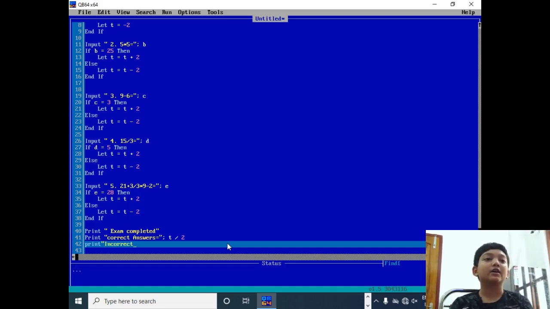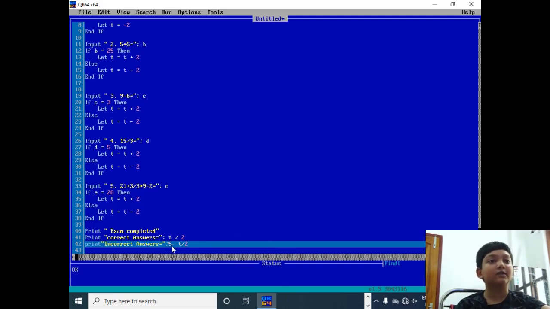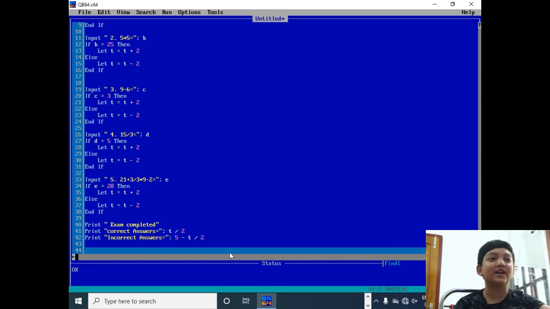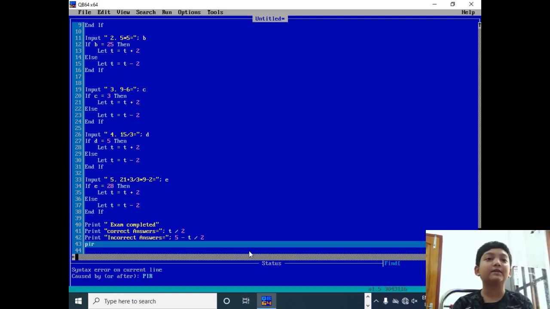Now incorrect answers. Obviously incorrect answers is equals to how much? Incorrect answer is not t divided by 2, we have to write how many questions are there? 5, right? 5 minus t by 2. Okay, 5 minus t by 2. They know Bodmas rule, so no need to think about whether they can understand this thing. Now I have to write print.